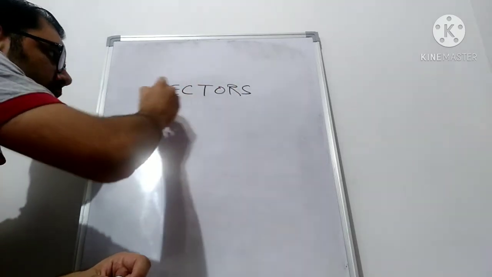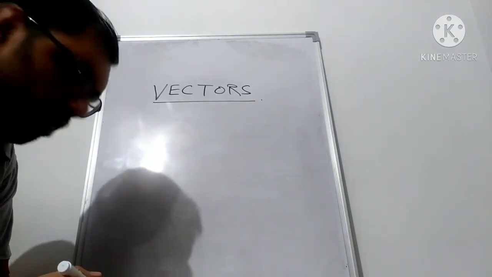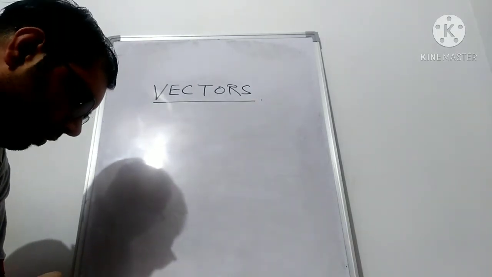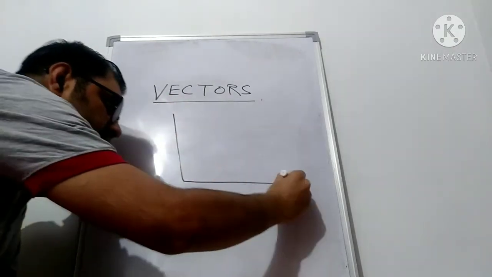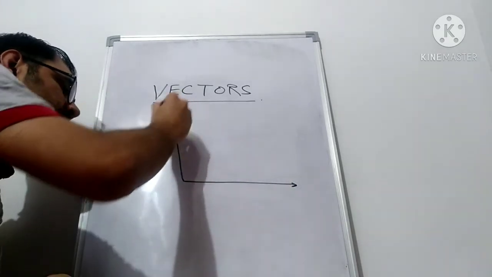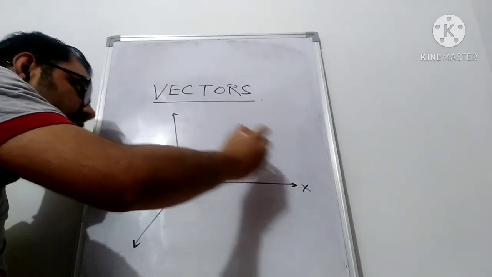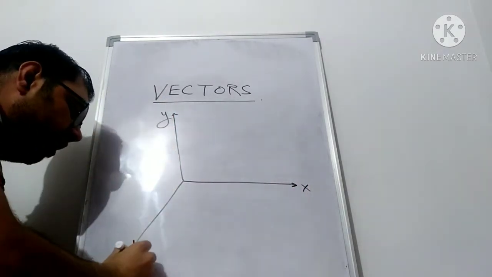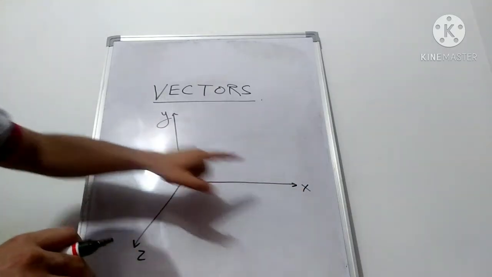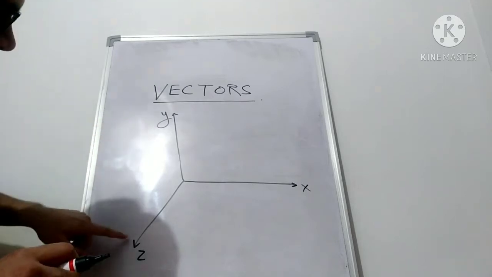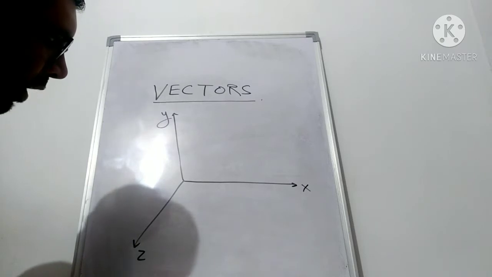So if we take an introduction to vectors, or start from the basics, first we have to study a 3 dimensional system. A 3 dimensional system means that it has 3 axes which are mutually perpendicular. There are 3 axes. This is the x axis, this is the y axis, and this is the z axis. If we take any two axes, they are mutually perpendicular to each other.